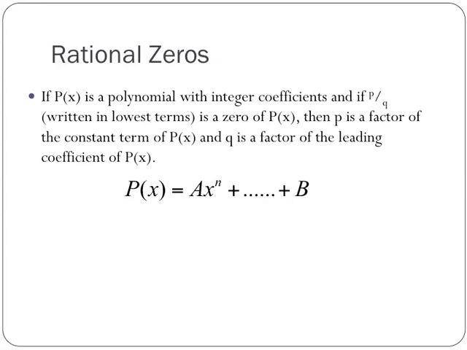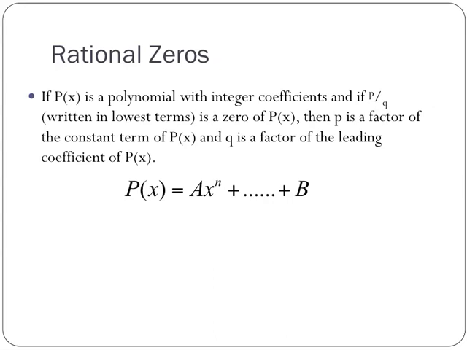To talk about rational zeros, we first have to know the relationship between all the rational zeros and the polynomial function. What this says is, if p of x is a polynomial with integer coefficients, and if p over q, written in lowest terms, is a zero of p of x, then p is a factor of the constant term of p of x, and q is a factor of the leading coefficient of p of x. So in this case, we have written ax to the nth power, there might be things in between, and then you have a constant at the end.